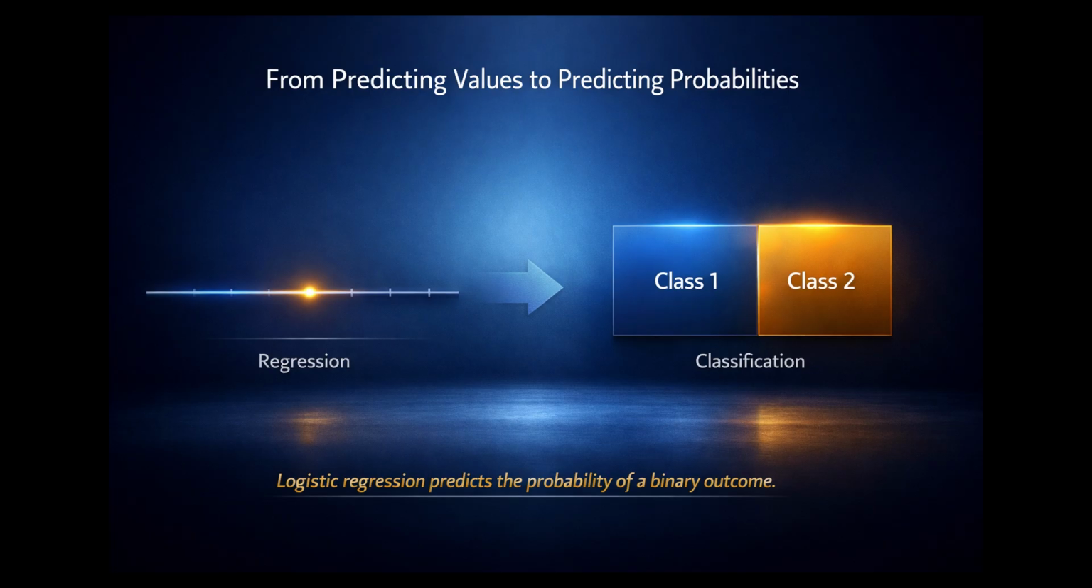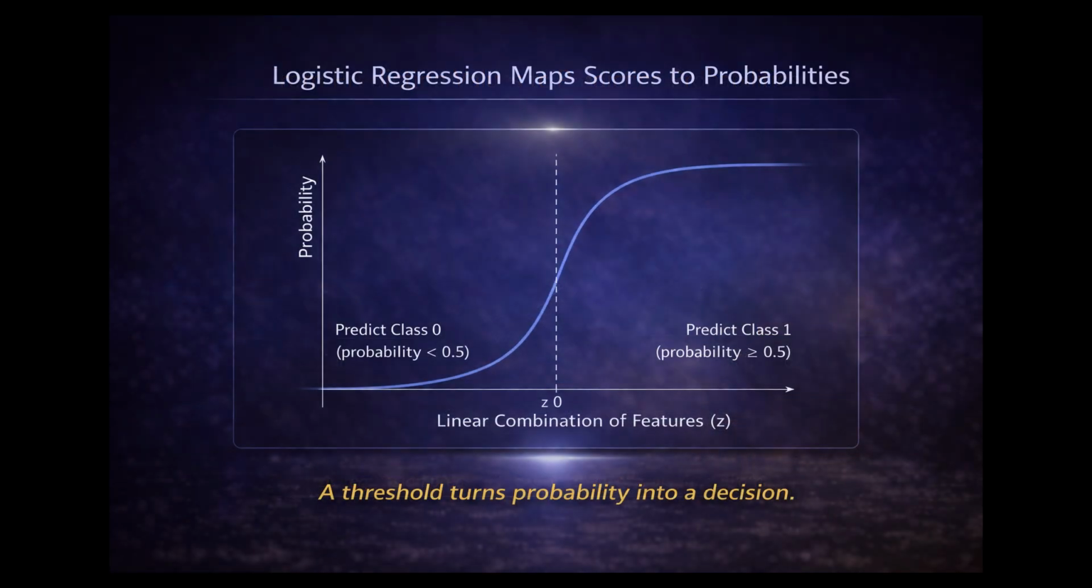Instead of predicting a continuous value, the model predicts the probability of a binary outcome. Will a house sell above or below the median price? Will a borrower default? Is this email spam? Logistic regression still builds a weighted sum of the features, but instead of outputting a number, it maps that value into a probability between 0 and 1. Apply a threshold, and the model becomes a classifier.